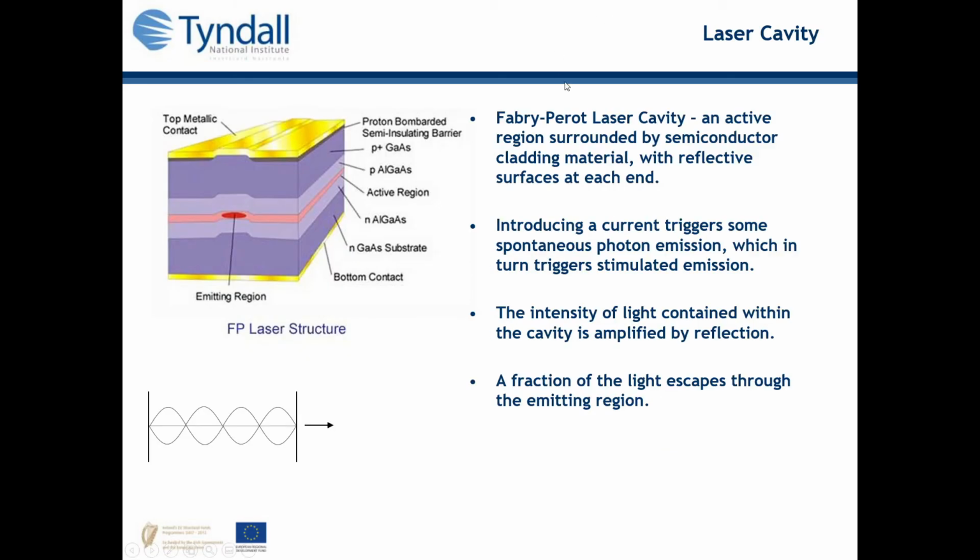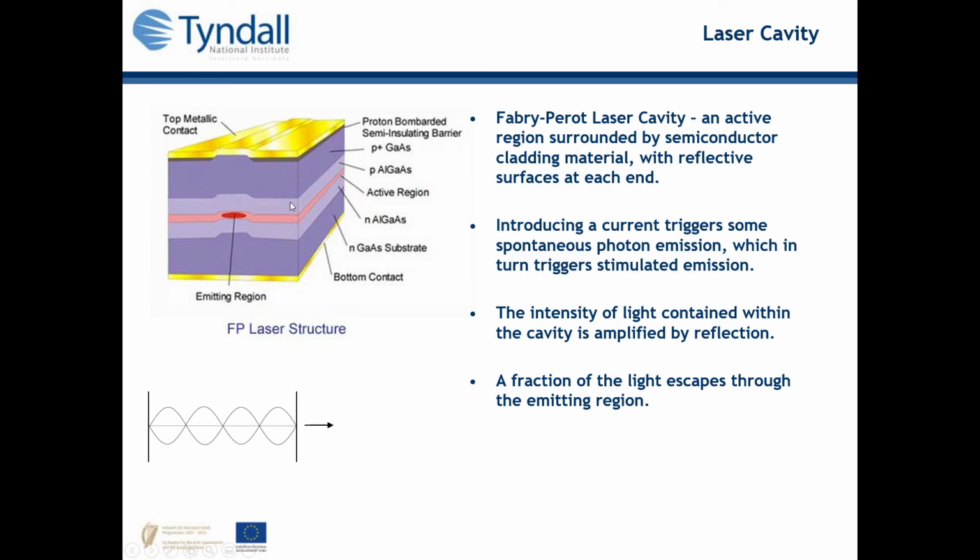Now that we have a basic idea of how a laser works, I just want to take a quick look at a common way of making a laser, which is using a Fabry-Perot laser cavity. This consists of an active region surrounded by some semiconductor cladding layers, and just note that the edges are reflective. If we attach a power source to this system, such as a battery, there will be a current flow which will cause spontaneous emission to happen in the active region, and therefore there will be stimulated emission, so we'll end up with a load of photons in the active region.